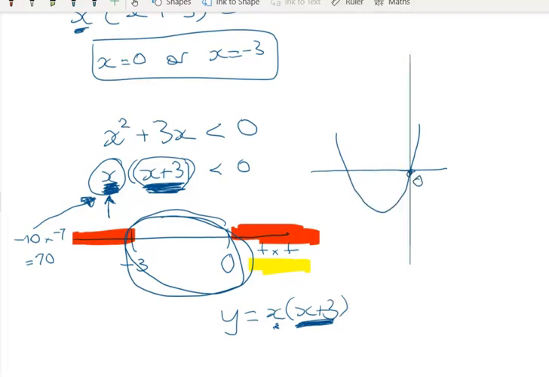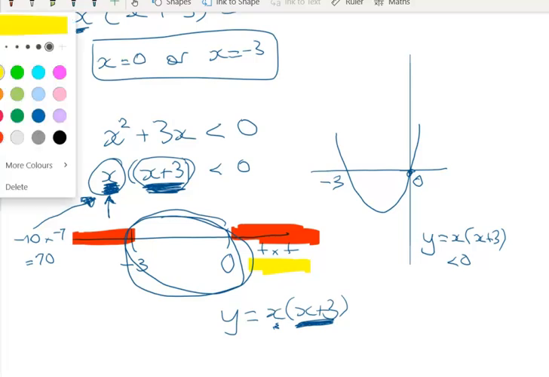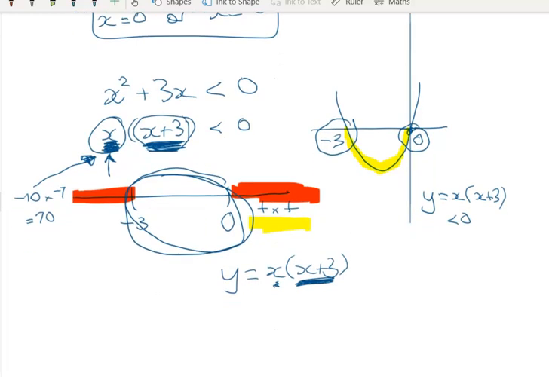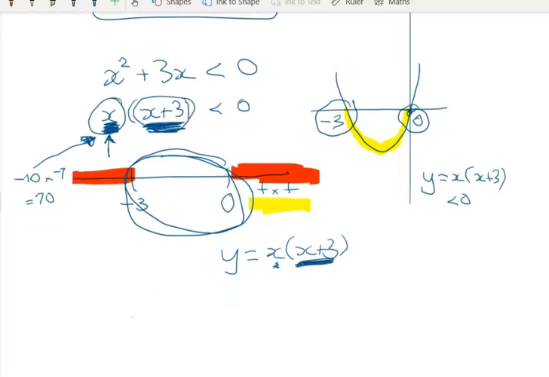It goes through the point 0 and -3. So you can see that y, which is x times x plus 3, is negative for some of that graph, and it's this part of the graph here, the bit I'm doing in yellow, right? And you can see that that matches up to x values between -3 and 0. So in here, the answer is this. X is between -3 and 0, right? Or you could write that in words, and we can check that with a value.